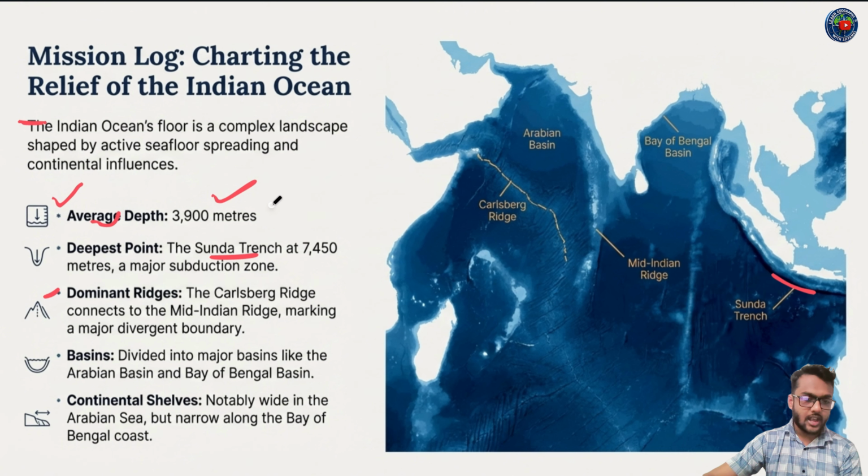Dominant ridge: the Carlsberg Ridge connects to the Mid-Indian Ridge, marking a major divergent boundary. Basins are divided into major basins like the Arabian Basin and the Bay of Bengal Basin. Continental shelves are notably wide in the Arabian Sea but narrow along the Bay of Bengal coast.